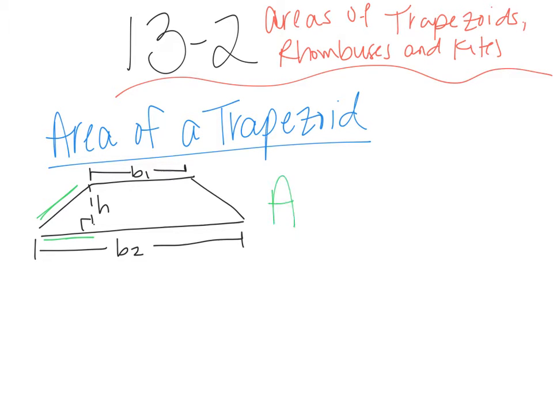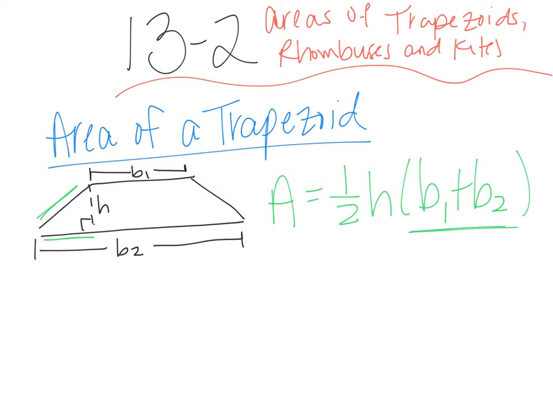So the area of a trapezoid is just half of the height times the sum of the bases. So basically you add the bases together and then you multiply them by the height and divide them by 2. So this is the equation for the area of a trapezoid.